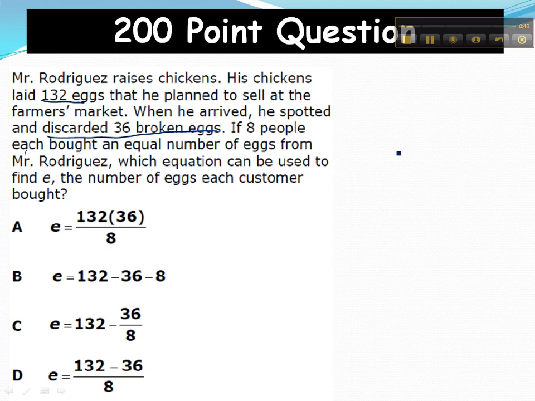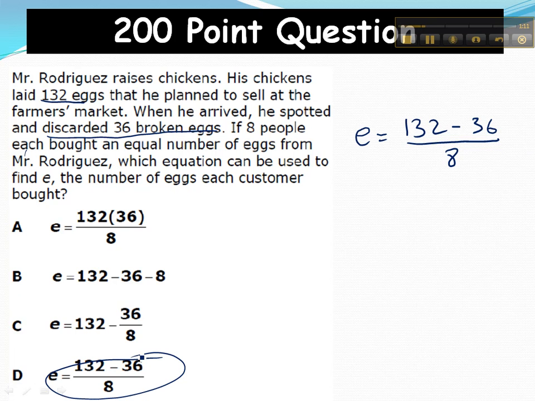Now, with a question like this, I think it's best to ignore the answer choices at first, write your own equation, and then see which answer choice matches. The number of eggs left would be, he started with 132 eggs. On the trip, 36 eggs were broken, so he discarded them, so that would be minus 36. We'd have to subtract those eggs from the 132 we started with. And then if eight people each bought an equal number of eggs, we'd take that difference and divide it by 8. So that matches answer choice D.